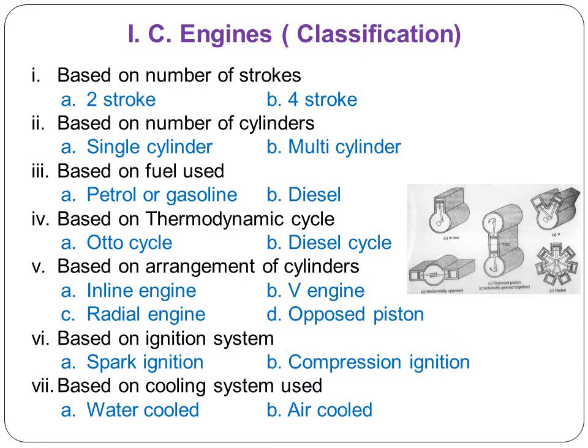Now I will classify the internal combustion engines. The first one is based on number of strokes. So you can actually divide engine in two types based on number of strokes. One is the two-stroke engine and second one is the four-stroke engine. In case of two-stroke engine, the cycle is completed in the two strokes of the piston. One stroke means it is the movement of piston between the top dead center and the bottom dead center.